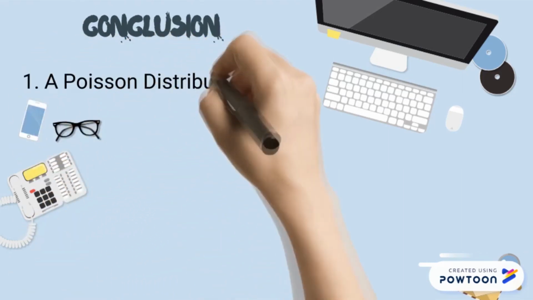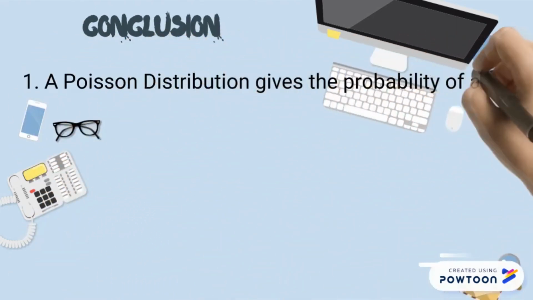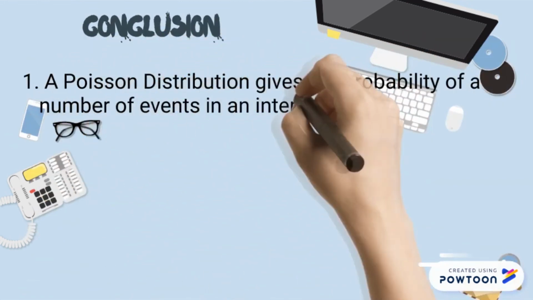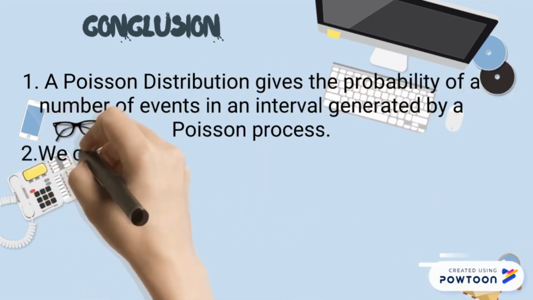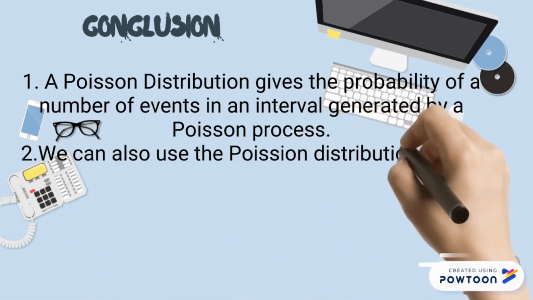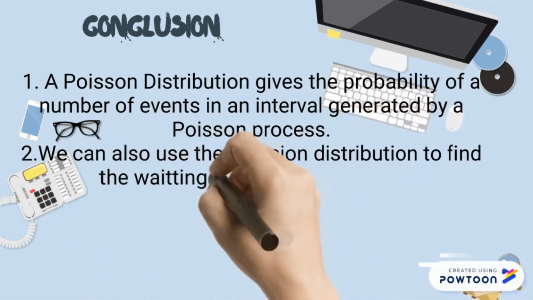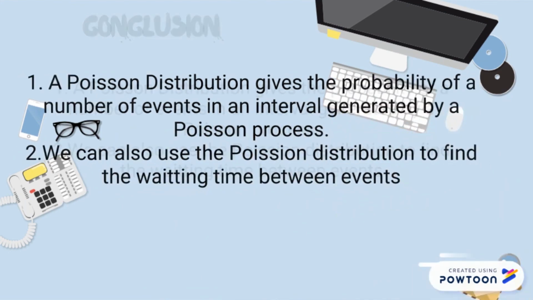Okay, for the conclusion, a Poisson distribution gives the probability of a number of events in an interval generated by a Poisson process. We can also conclude that we can use the Poisson distribution to find the waiting time between events.